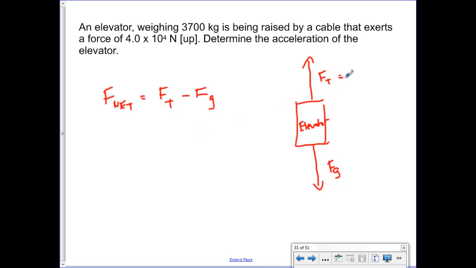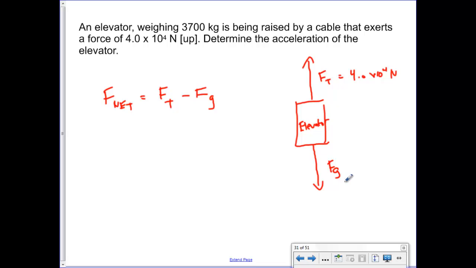So I already know what the tension force is. The tension force is 4.0 times 10 to the 4 newtons. We now need to figure out the force of gravity. Now, you guys have, I believe, done this back in grade 10. Does anybody know how you calculate gravitational force? Have we done this in this class yet?